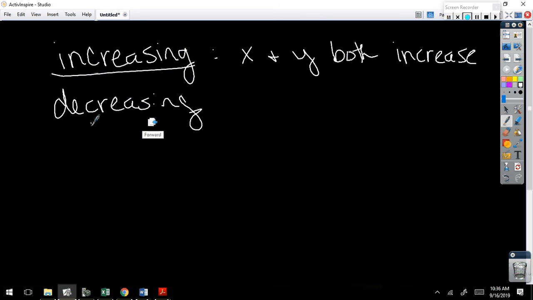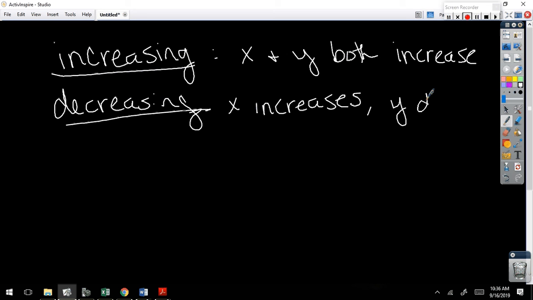Decreasing. If increasing means that both of them are going up, you would think both are going down. Think about slope. You always want to think, as x increases, what is the function doing? As x increases, which way do you look? Right. As you move right, what is the graph doing? Going down. Y decreases. That's right. If it looks like a positive slope in that area, it's increasing, and otherwise it would be decreasing.